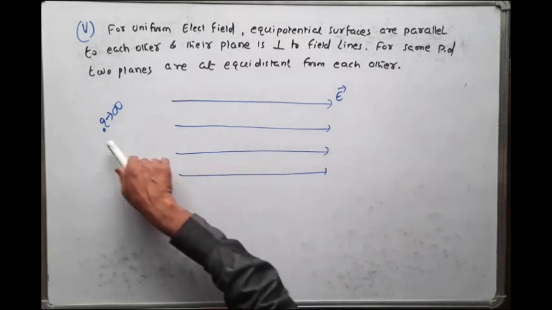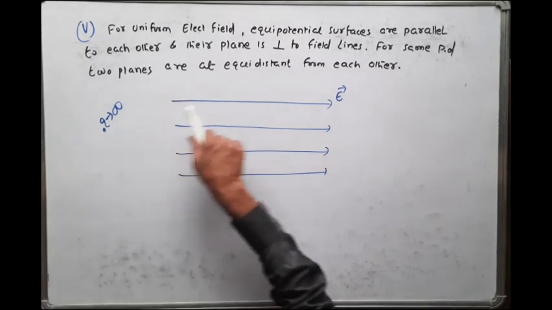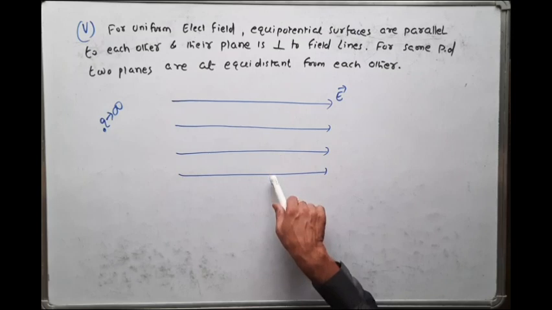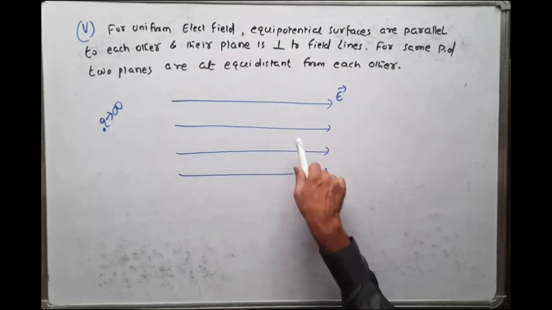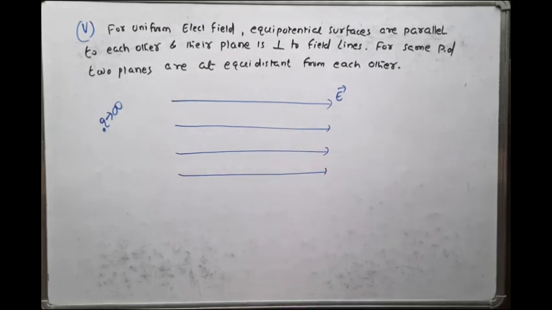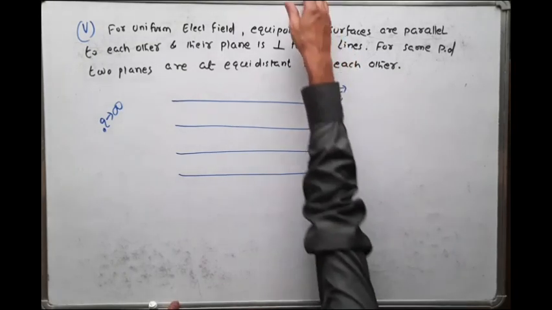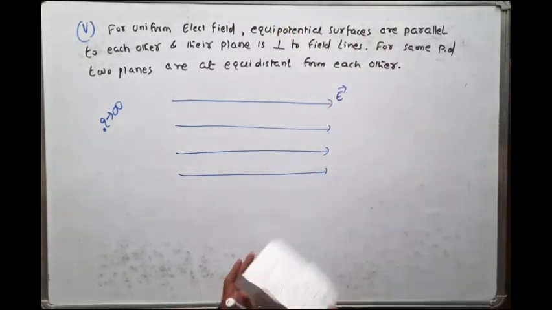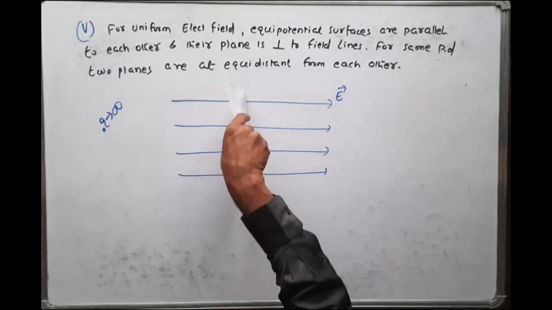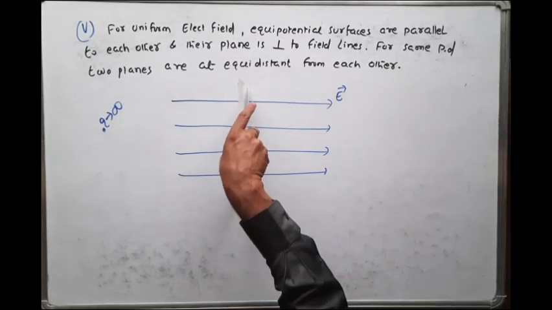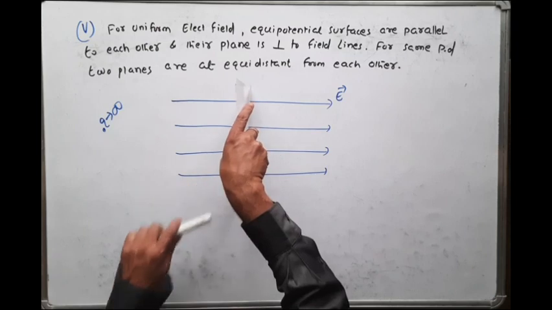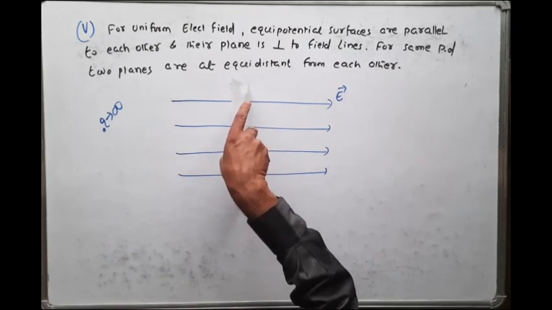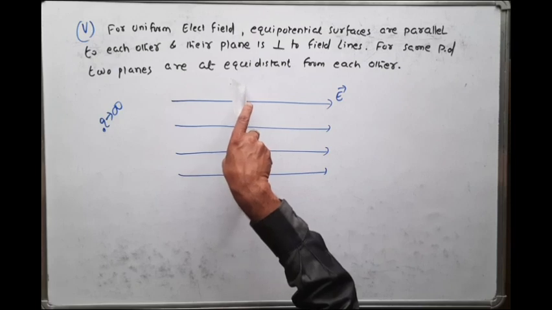So in that way, if charge is at infinity, the electric fields are uniform and they are parallel to each other. In this case, what is the nature of the equipotential surface? Now see, suppose this is a paper, this is a plane. So this plane is perpendicular to the electric field. And we know for an equipotential surface, the electric field is always perpendicular.